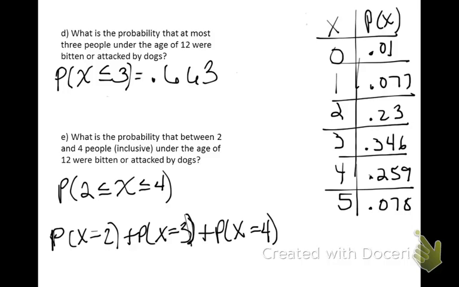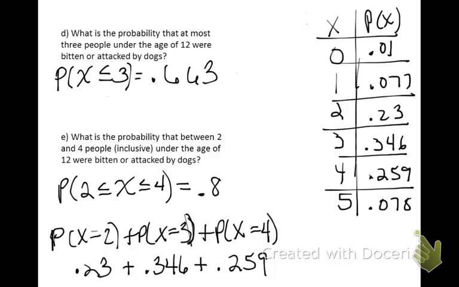Coming into the table, the probability that x equals 2 is 0.23. The probability that x equals 3 is 0.346, and the probability that x equals 4 is 0.259. The final answer comes out to be 0.835.